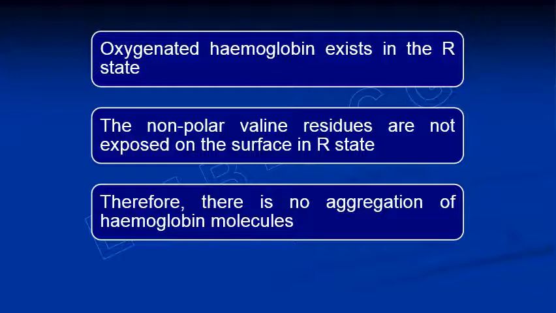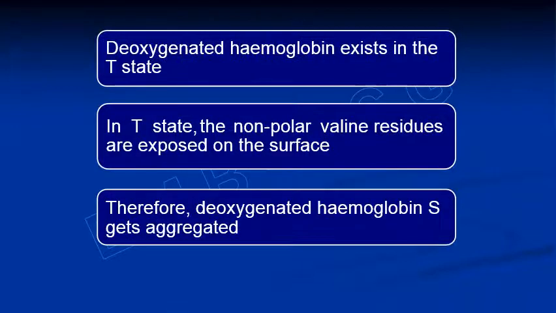Okay, so in oxygenated form, there will be no more aggregation of hemoglobin if the patient has a sufficient amount of oxygenated hemoglobin. However, in deoxygenated form, we know that the hemoglobin will be in the T state. So the non-polar side of the valine will be exposed to the outside. So they will attract hemoglobin and will promote aggregation.